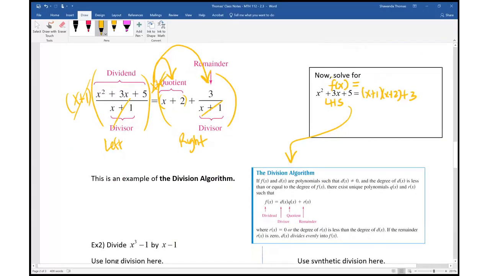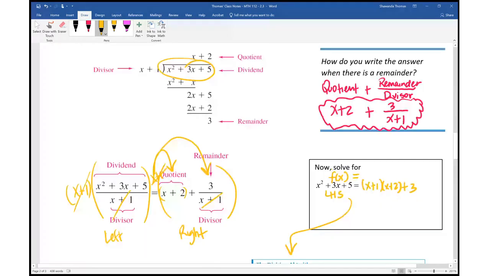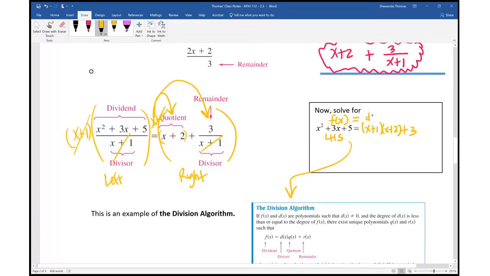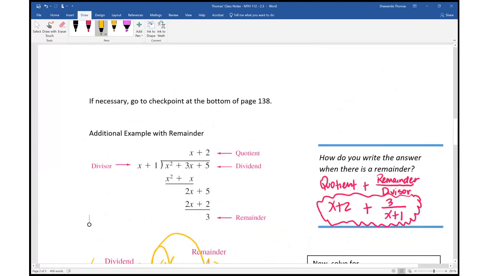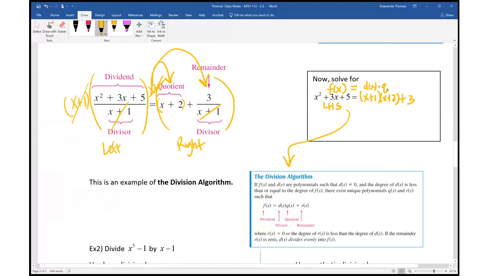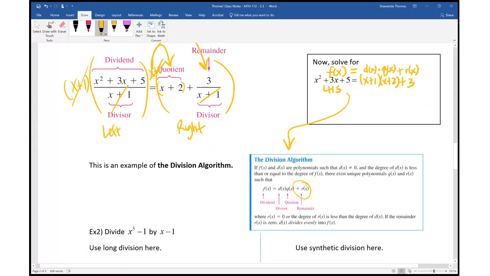equals. And then it says divisor is our d of x. Divisor. What was our divisor? Our divisor was x plus 1. So that's d of x right here. Times q of x is our quotient. What was our quotient? Our quotient was x plus 2. Q of x. And then it says plus r of x. Our remainder was 3. So this is known as the division algorithm.